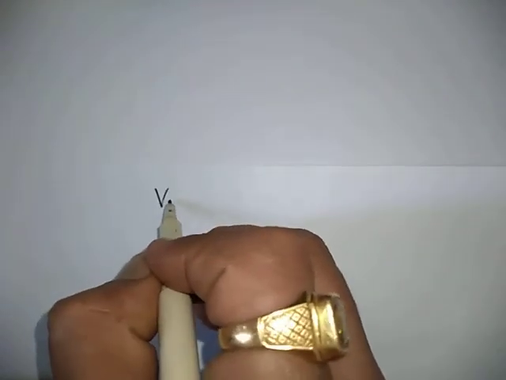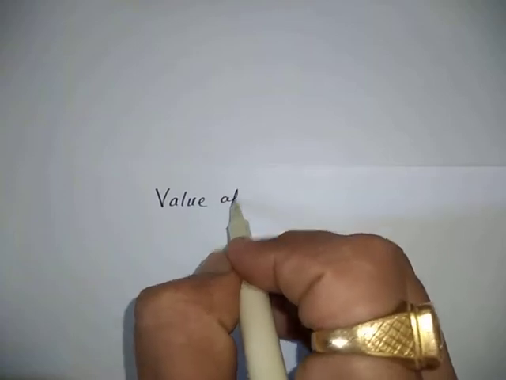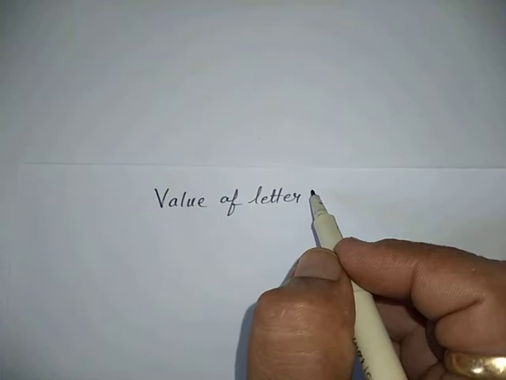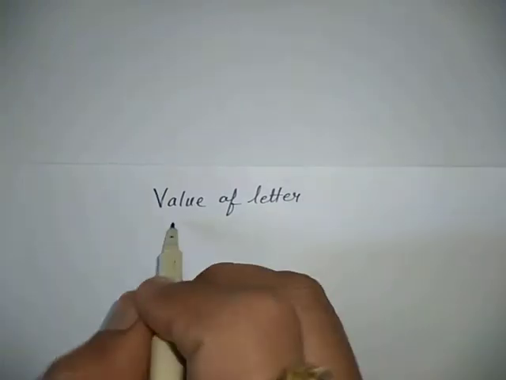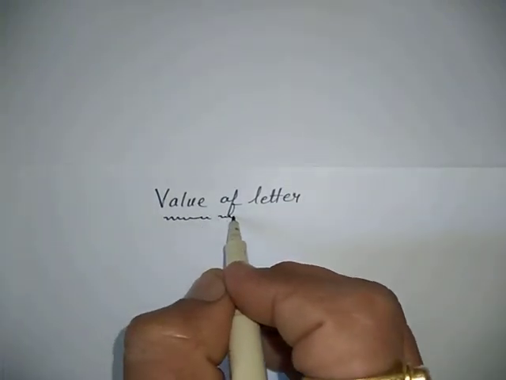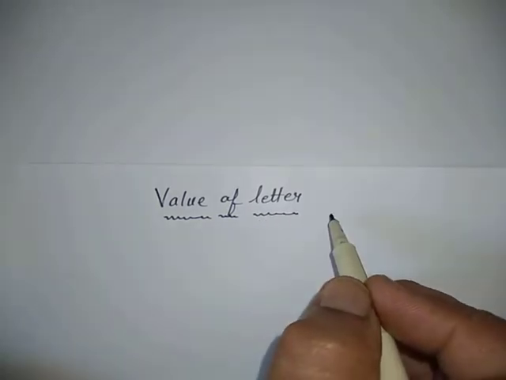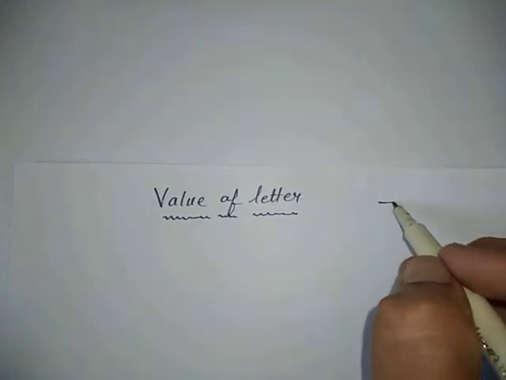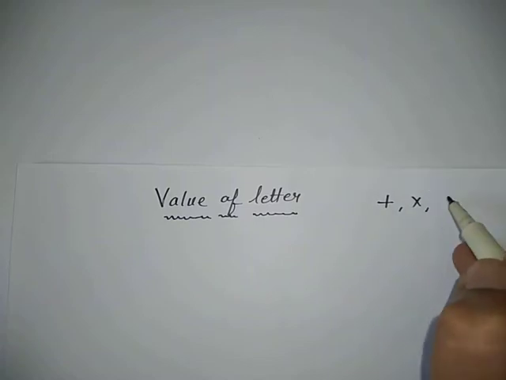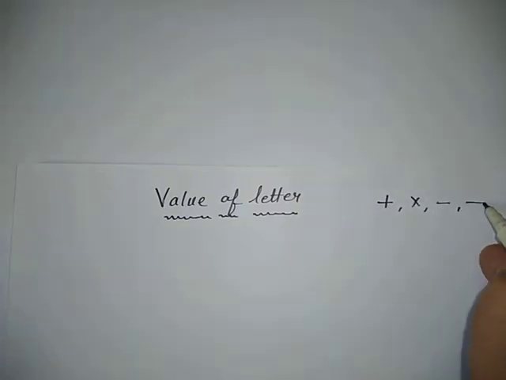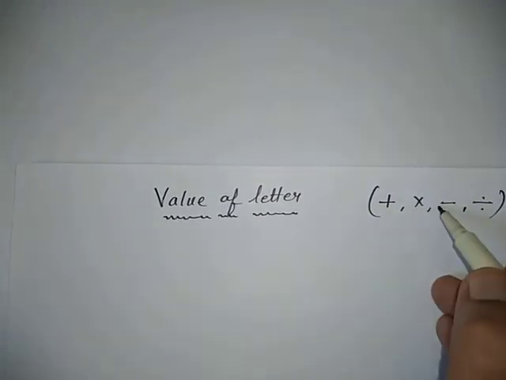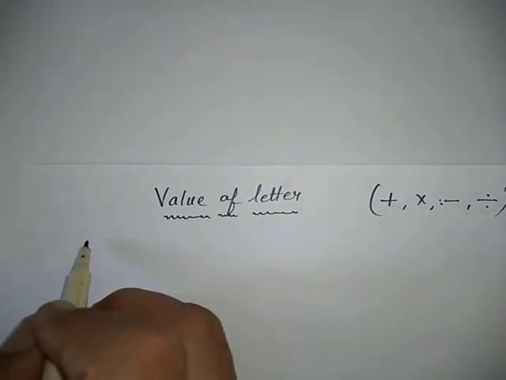Here the next part is value of letters. So English alphabet letters are there, that is A, B, C, D. In place of digits, sometimes we find that alphabetical letters are written and we have to find the value of those. It may be given in addition, multiplication, subtraction or division. So first we will learn addition and multiplication in this chapter.